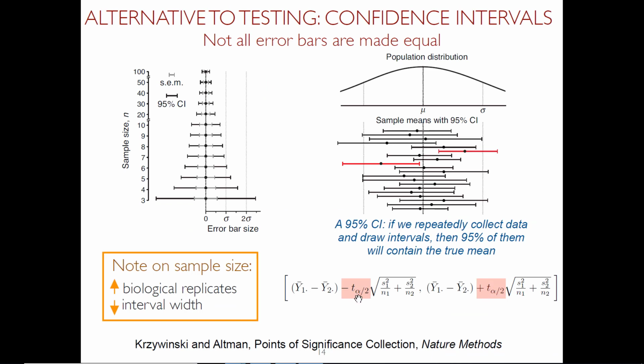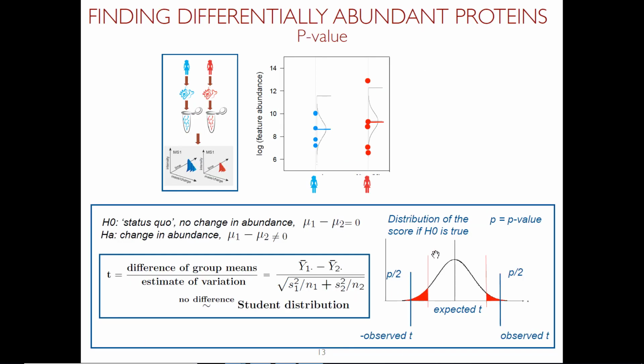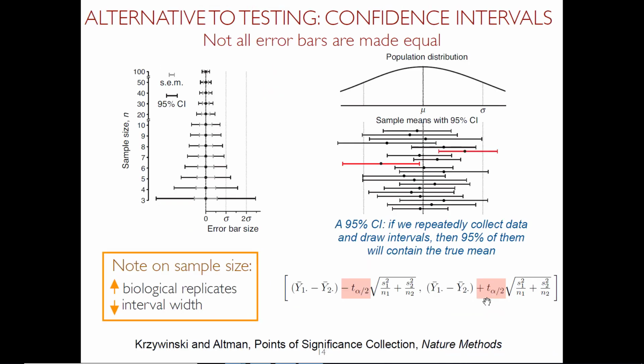So again, this T alpha divided by 2 is this cutoff, such that the area to the left plus the area to the right equals alpha. So having an error bar of plus or minus standard deviation or plus or minus standard error doesn't really have a probabilistic interpretation. It just says, okay, this is how much variation I have in the population or in the mean.